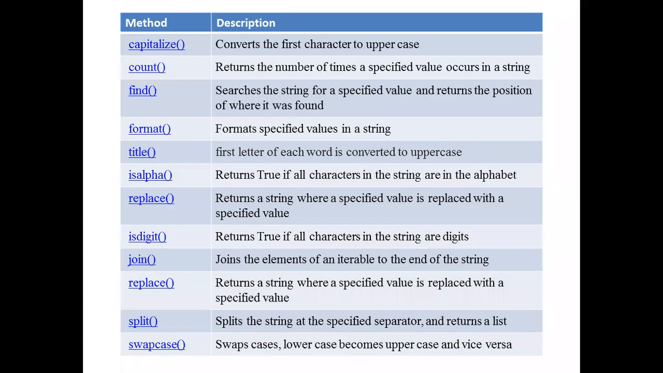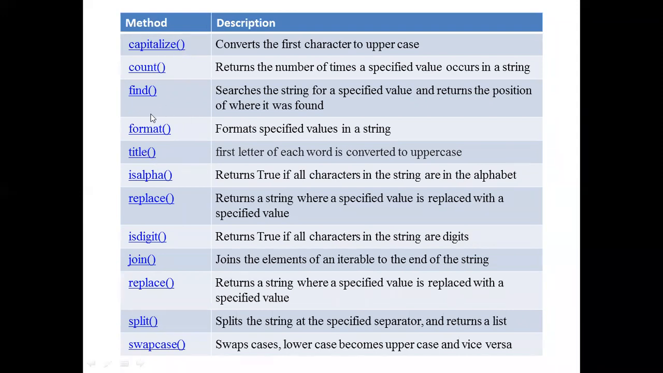These are another set of functions. All these functions can be used with strings. Just have a look at this. Capitalize: the purpose of this method is simply to convert the first alphabet in a given string into a capital letter. It is only the first alphabet in a given string. Count is used to specify the number of occurrences of a particular string in the main string.